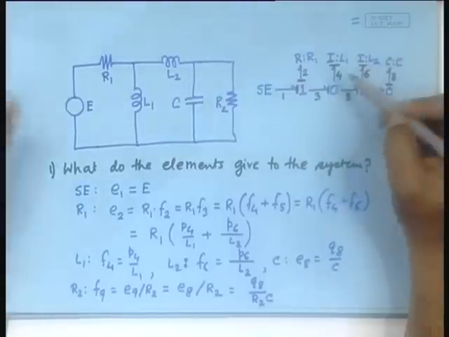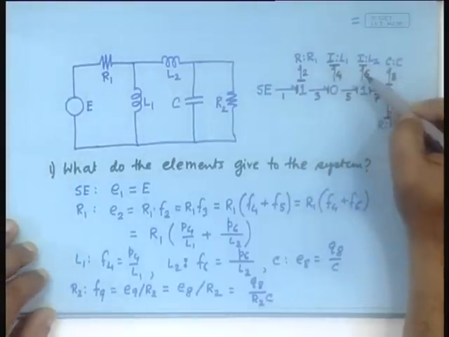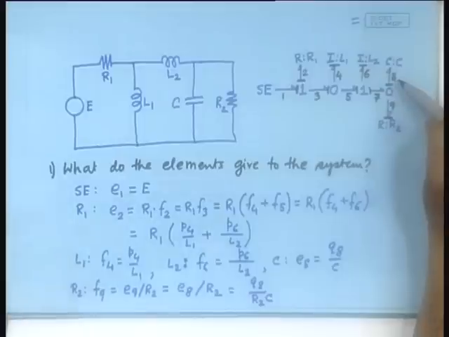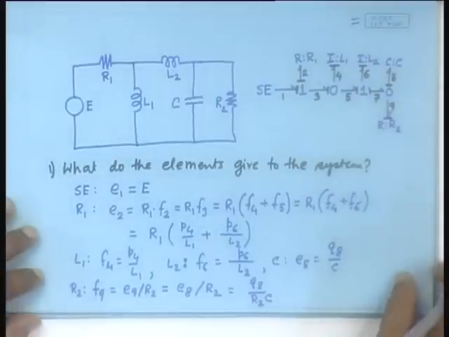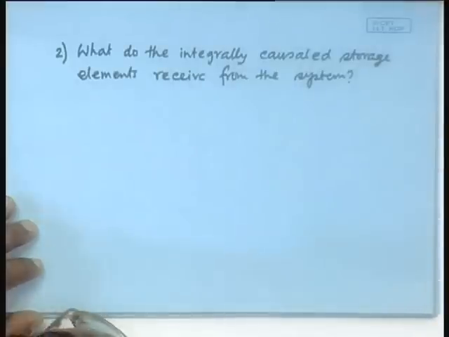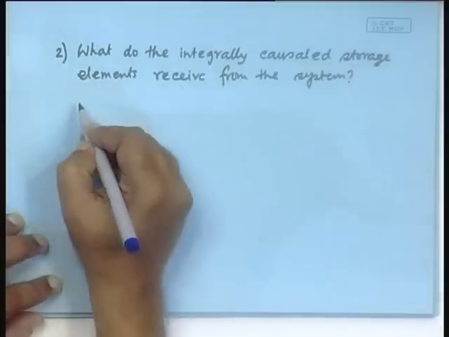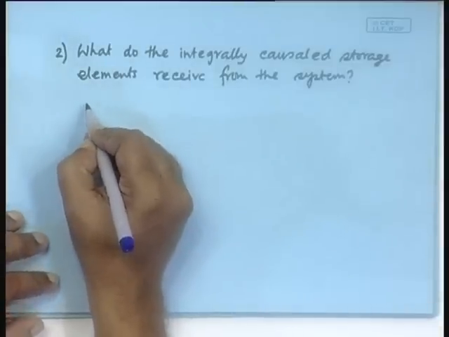So, our state variables are F4, F6, E8. So, we ask this question with respect to these elements. So, let us start. First, we ask this question with respect to L1.